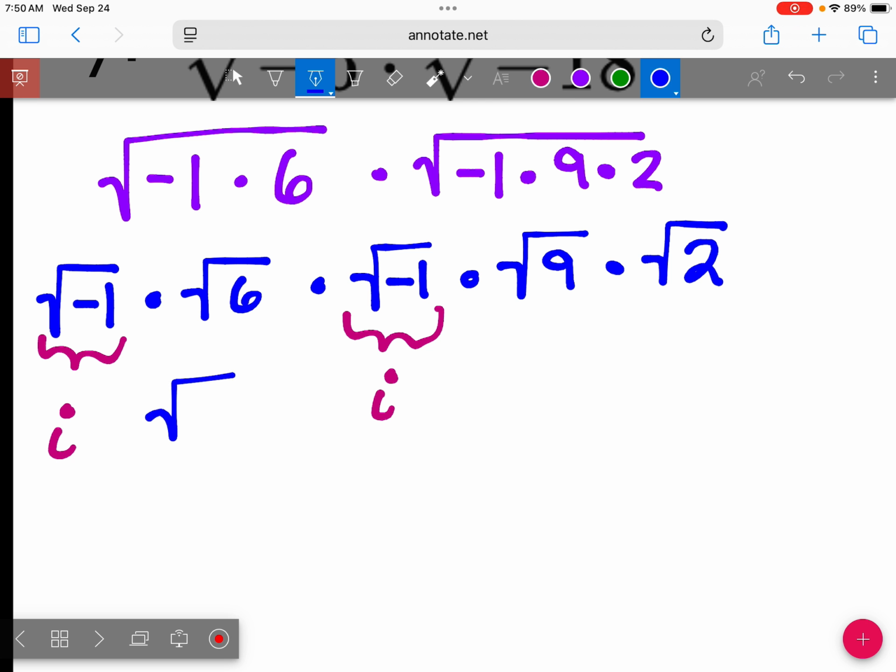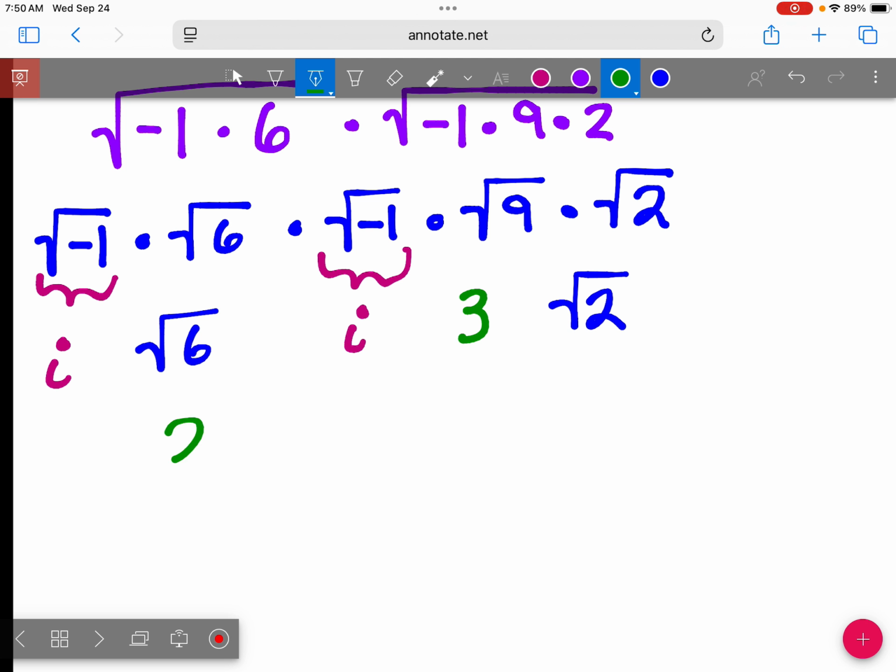Our square root of 6 doesn't really simplify, but we know that the square root of 9 does. That one's going to be 3. And we still have our square root of 2. So when we combine these together, we'll have our 3i times i gives us our i squared. And we get the square root of 6 times 2, also known as the square root of 12.